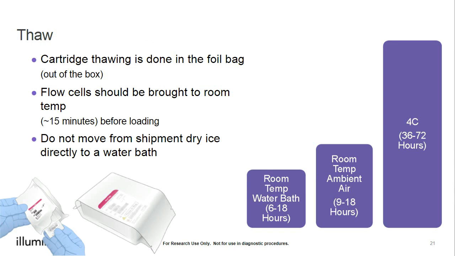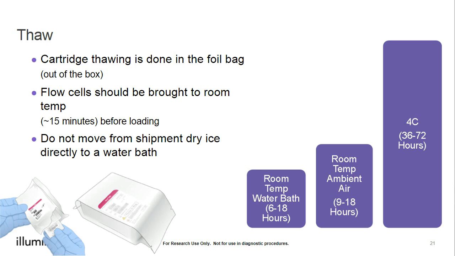All right, so to start, we have our thawing. Cartridge thawing is done in the foil bag out of the box. Before starting the run, we also recommend bringing the flow cells to room temperature. It takes about 15 minutes for that to happen, and I recommend doing that before loading the instrument. And then one note here is to not move that reagent cartridge straight from a shipment of dry ice to a water bath. That can shock the reagent cartridge, and there are some sensitive components on that reagent cartridge that can cause some errors. And so I do recommend letting that reagent cartridge sit at 4C overnight, in the freezer overnight, before starting the thawing process for that.